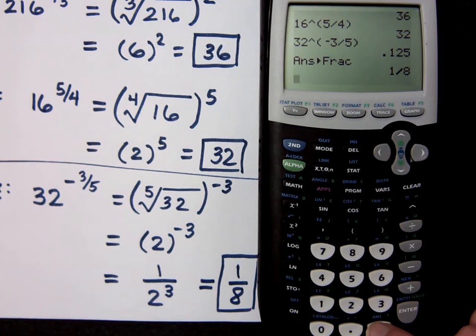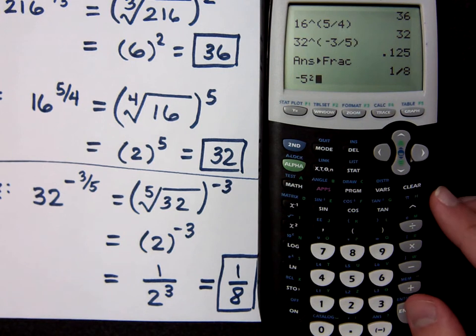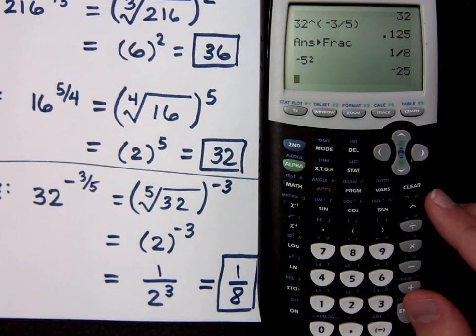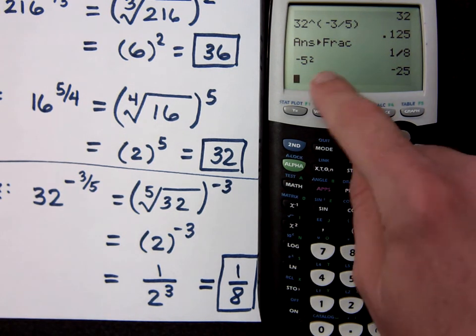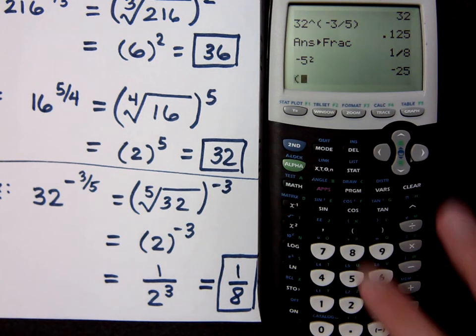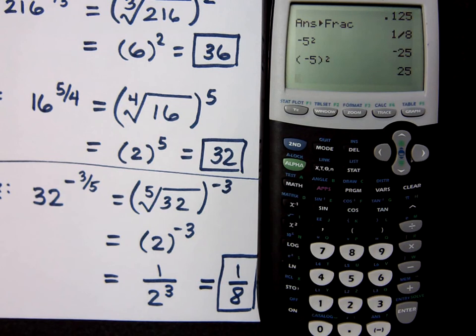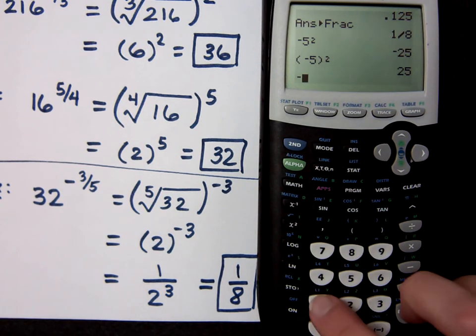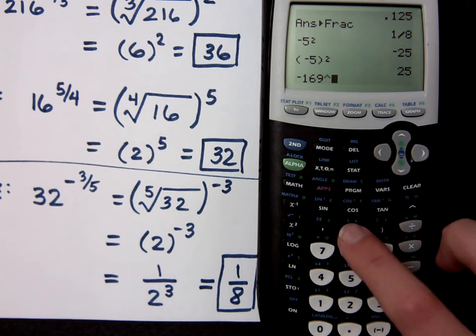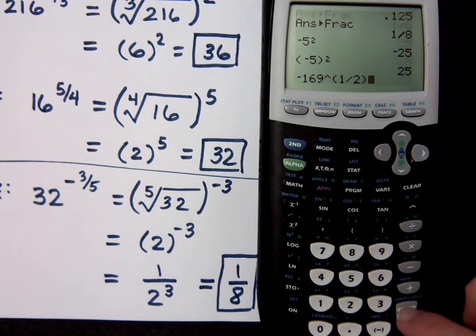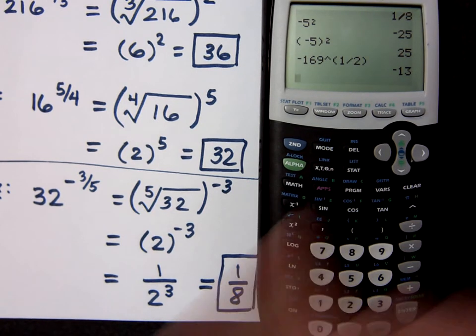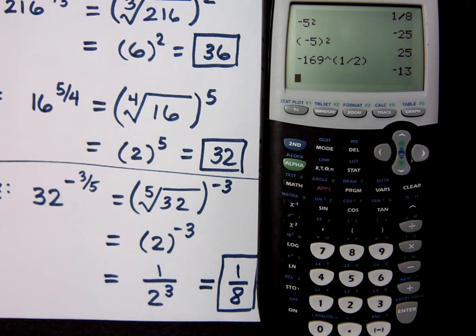If I do negative 5 squared, what's the answer? Negative 25, because it does the exponent and then it does the negative. If you want negative 5 squared to get positive 25, you put it in parentheses. That's why when I had negative 169 raised to the 1/2 power, I get negative 13, because it does the power before it does the negative.